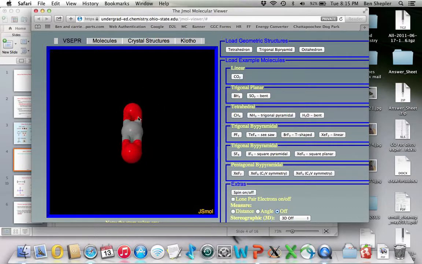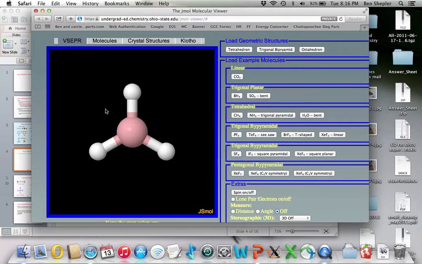CO2 is an example of a linear molecule. We can see these atoms are essentially just in a line, and the 2 electron groups are 180 degrees away from one another. If I want to see trigonal planar, in this case, all of the atoms are in the same plane, and they're just 120 degrees away from one another.